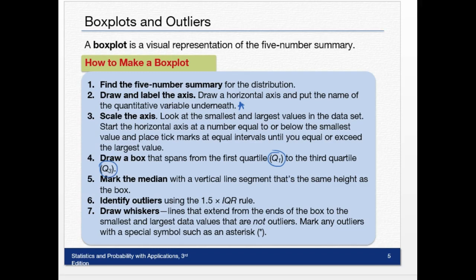And then lastly, draw whiskers, lines that extend from the ends of the box to the smallest and largest data values that are not outliers. If you found an outlier, like in step 6, you're going to mark that with an asterisk or a star. And then your whisker would go to the next highest or next lowest value. All right, so let's look at one.